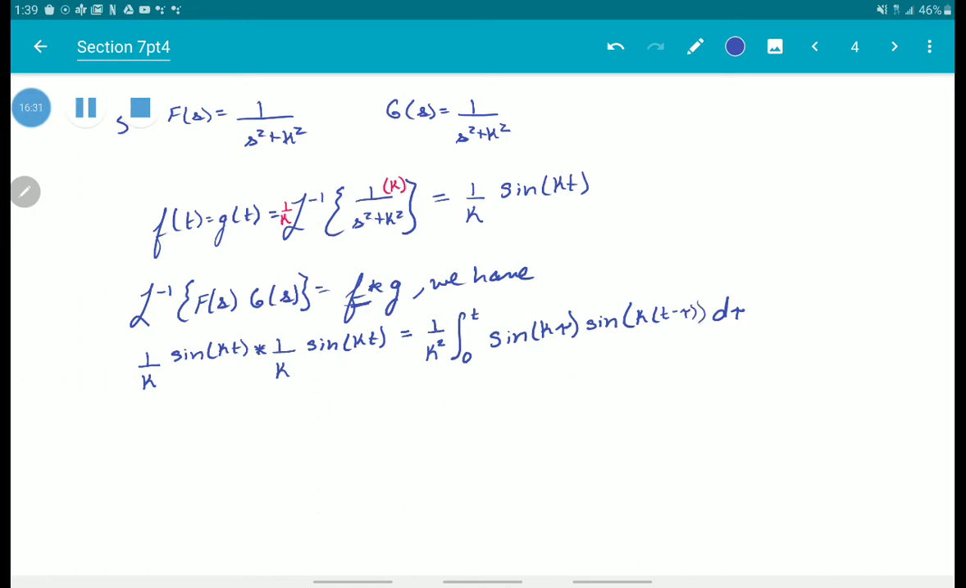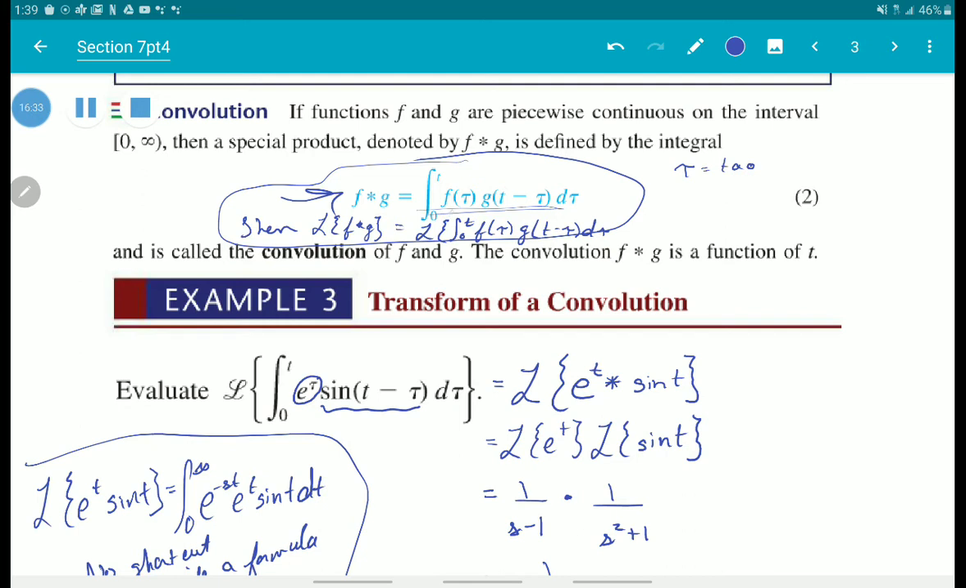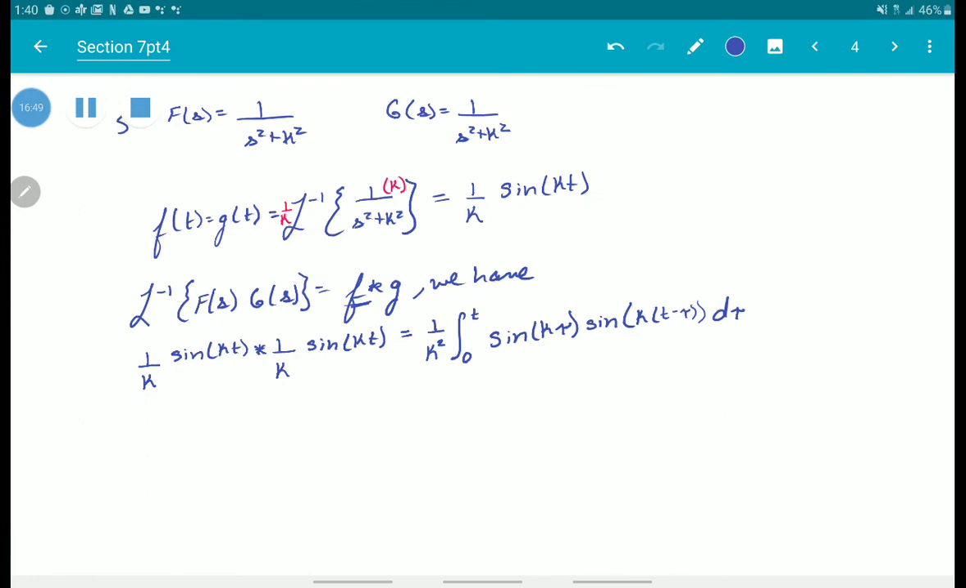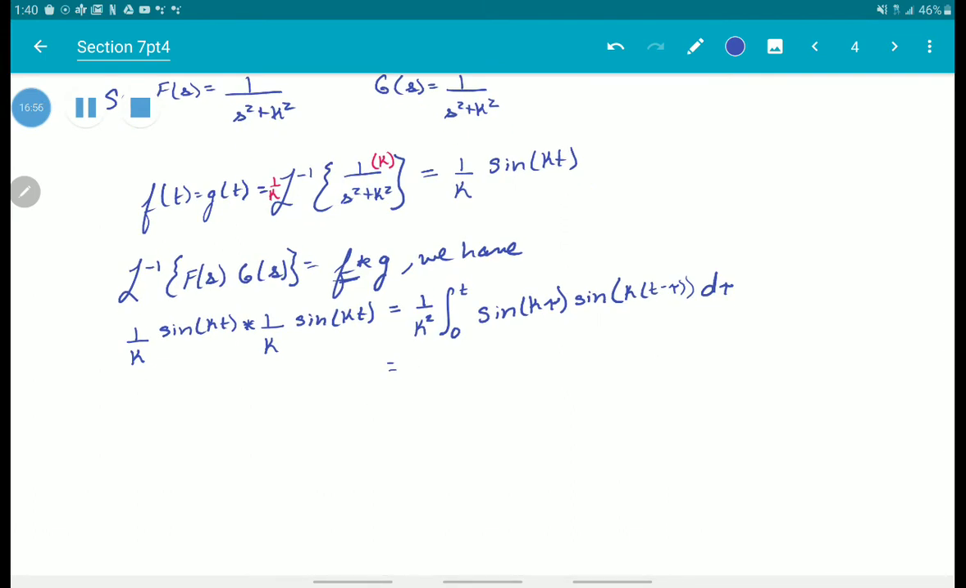So this is once again coming from that definition here. Our f function is sine of kt. Our g function is also sine of kt. But we are replacing that t with t minus tau. So you can see how that's working out over here. And then we had a 1 over k times 1 over k. So just factor that guy out. Now, we really need to simplify this guy, just to make this integration a little bit easier.